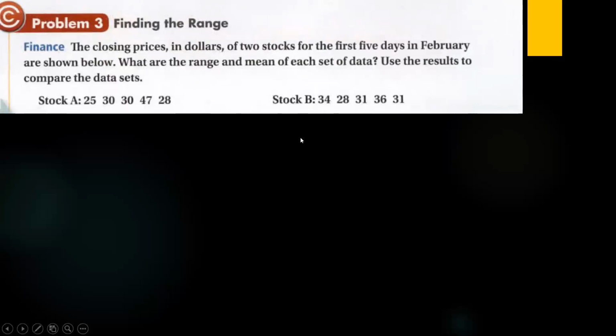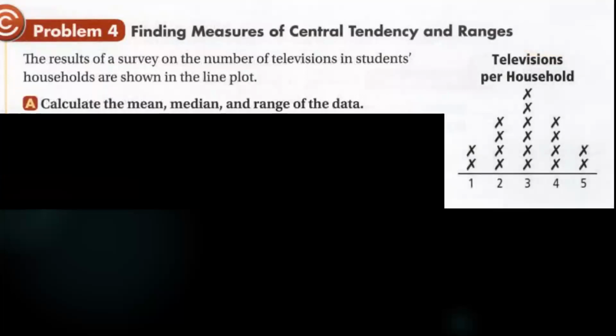Let's have these two examples here. The closing prices in dollars for the two stocks for the first 5 days in February are shown below. What are the range and mean of each set of data? Use the results to compare the data sets. So here, what did we need to find? We need to find the range and we need to find the mean.